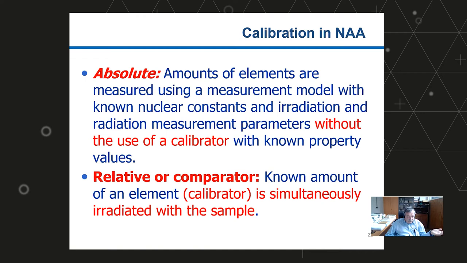The other extreme is relative calibration or comparator calibration. So here we irradiate a known amount of an element simultaneously with the sample, and this is the simplest case.